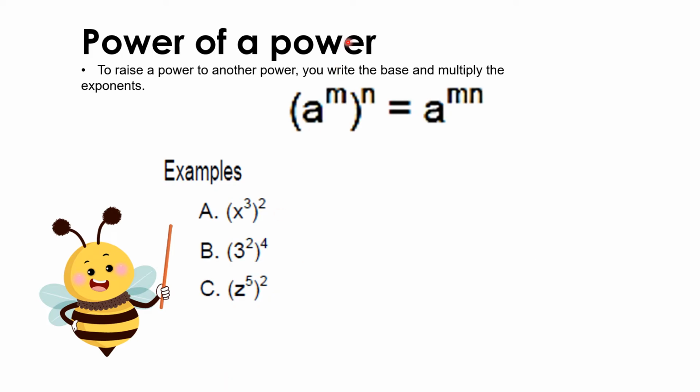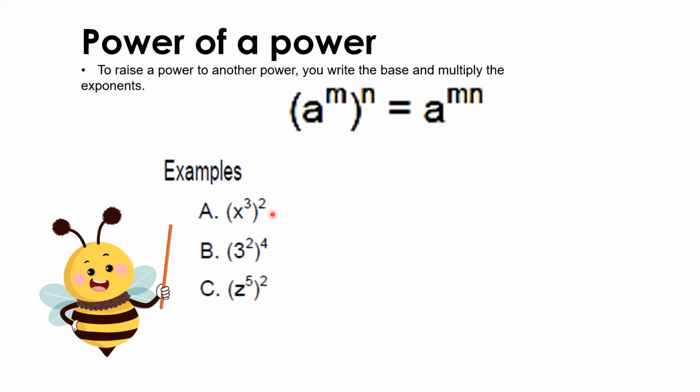So the next one is the power of a power law. It is a base which has an exponent and another exponent, so it is a power to another power. All you have to do is rewrite the base and multiply the exponents. So we have a raised to m times n.